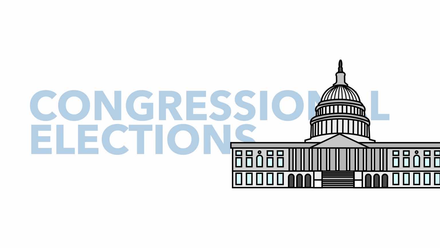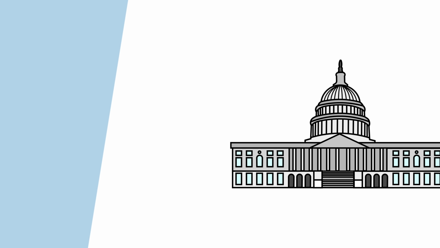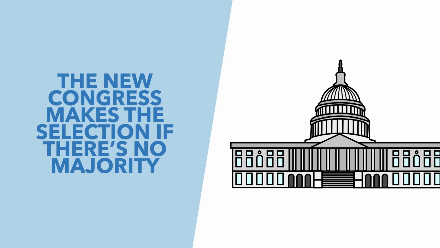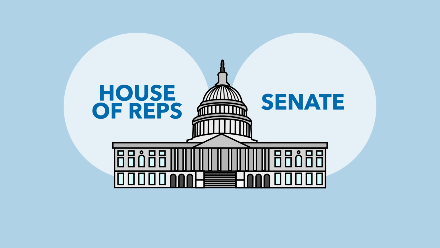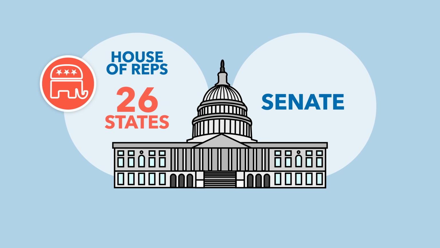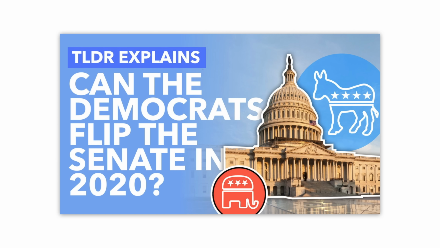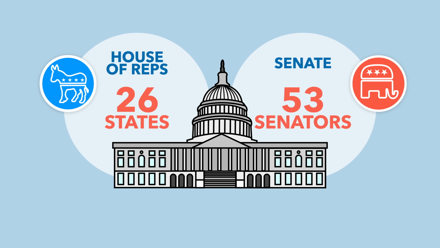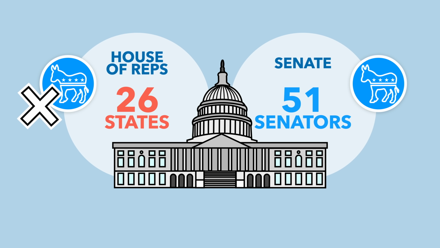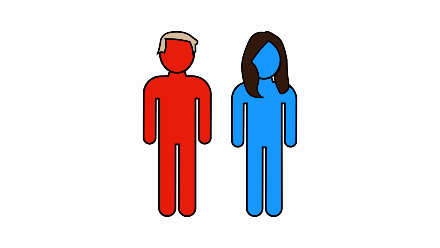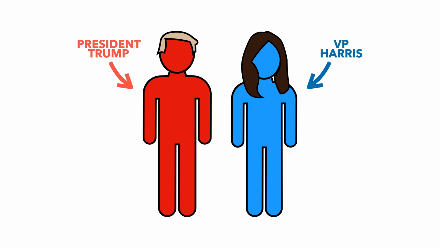It's worth noting here that as congressional elections are done at the same time as presidential elections, the selection of the president and vice president described above would be done by the new Congress. And while in this current Congress the Republicans control 26 state delegations and control the Senate, the 2020 election could certainly change that balance. So theoretically, if Democrats were to take control of the Senate but not increase their majority in the House, we could see a Republican president and a Democratic vice president.